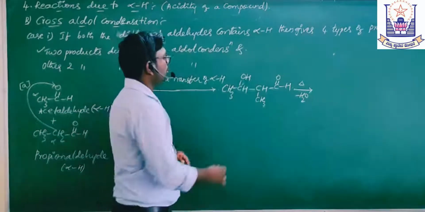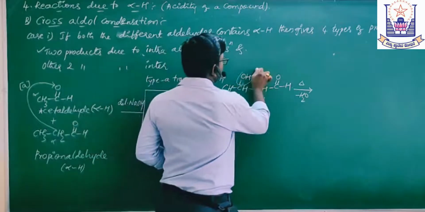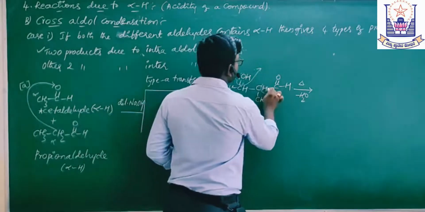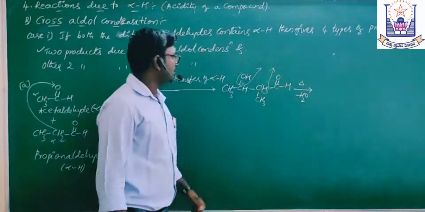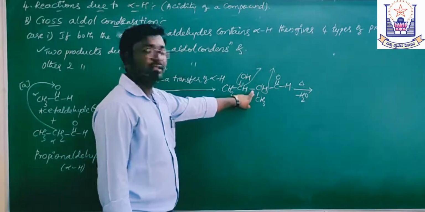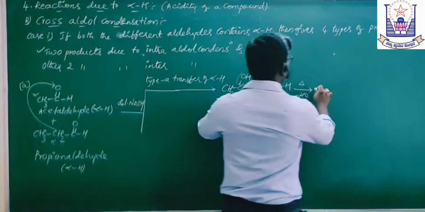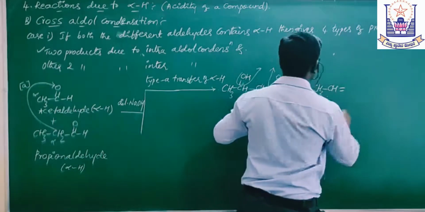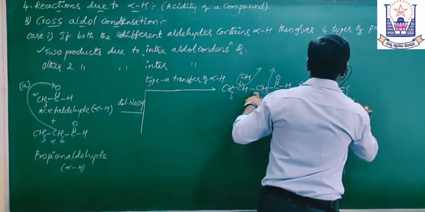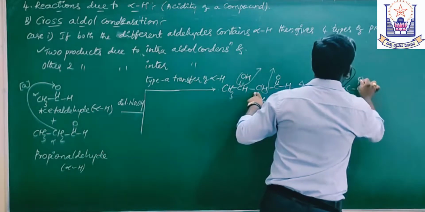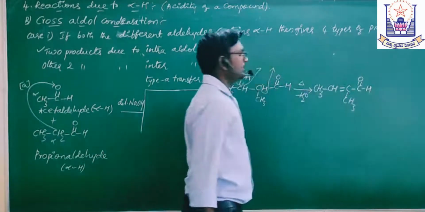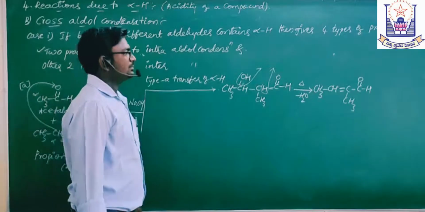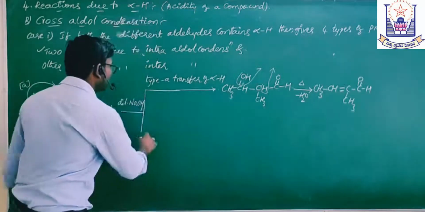So on condensation, OH minus will be released from here, H plus ion will be released from here, so here it will make a double bond. Okay, you will get CH3 CH double bond C CH3 C double bond OH. Okay, now go for it.